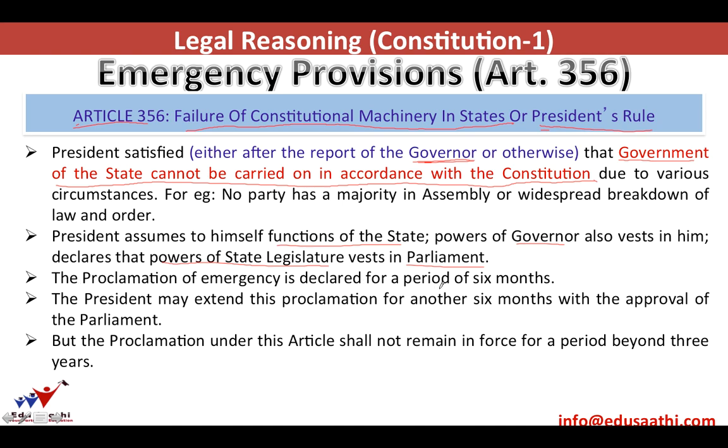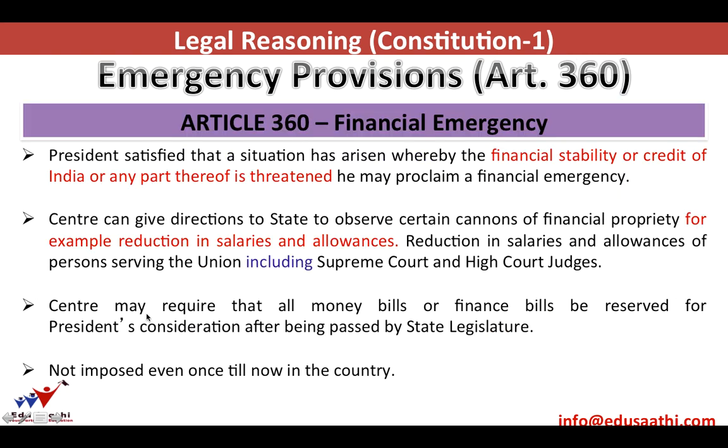Proclamation of emergency is declared for the period of 6 months. First, it can be given for 6 months. It can be extended for another 6 months, however, with the approval of Parliament. So next 6 months is with the approval of Parliament. But the whole proclamation of emergency under this article cannot be more than 3 years. So it can be extended up to 3 years. First 6 months is without approval of Parliament. Next 6 months and after that till the period of 3 years can be with the approval of Parliament. So this is Article 356.